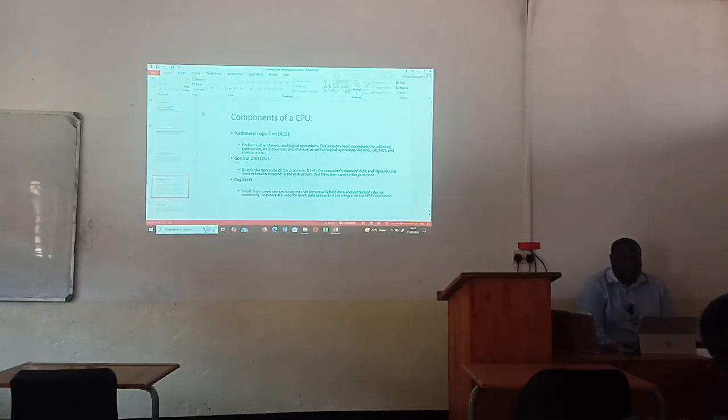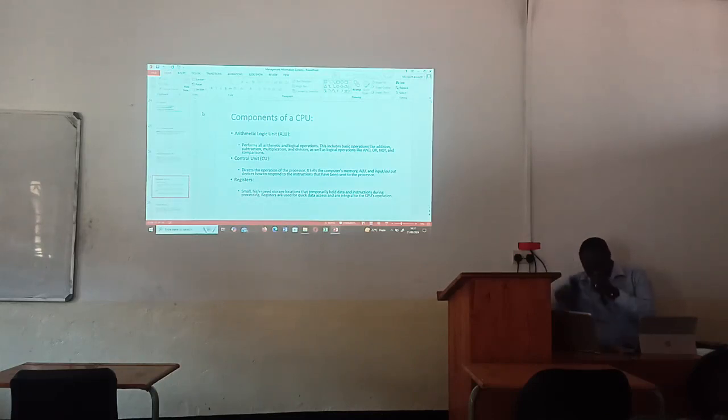What resources are we talking about? If you want to play music, the computer has to check: is the software for playing music available? If it's not available, then the music will not play.